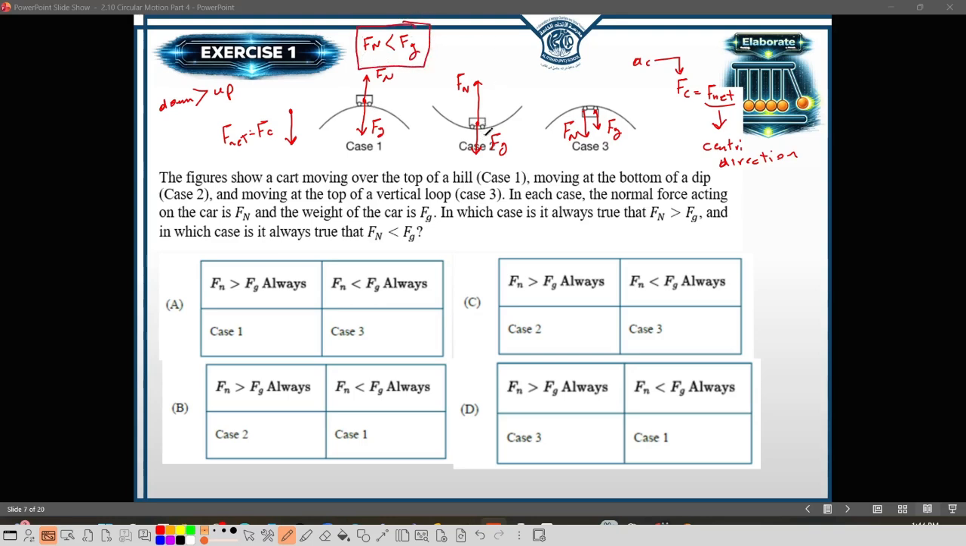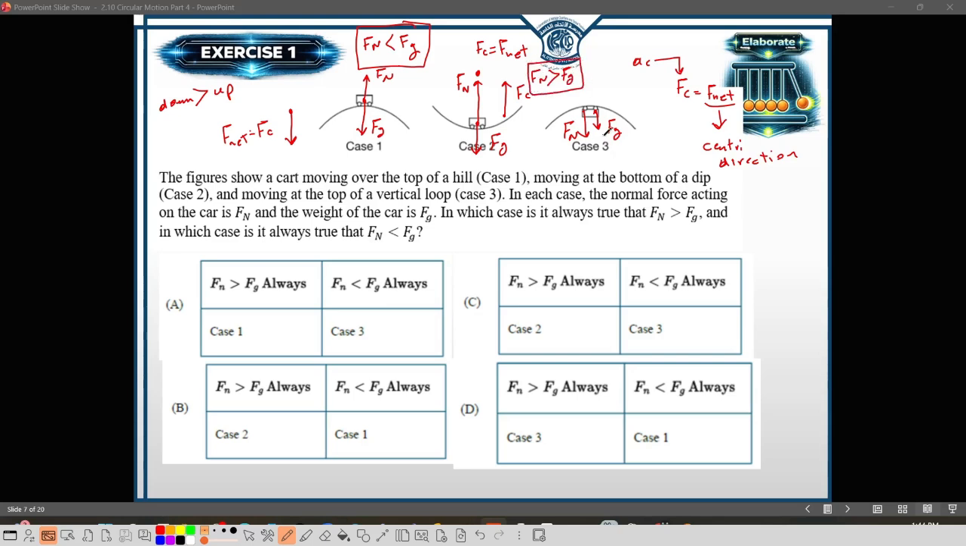In the second case, here, the Fn and the Fg both give us the centripetal force, which is the net force acting along the centripetal direction. Since the centripetal force is acting upward, because it should always be directed toward the center, and the center is here, this is the Fc or the net force. And in order to make the net force toward the center, we must have the normal push greater than the gravity. So in this case, the normal push is greater than the gravity.